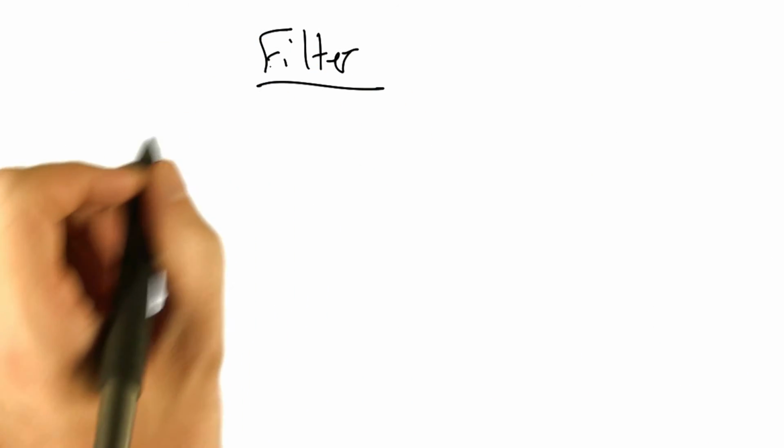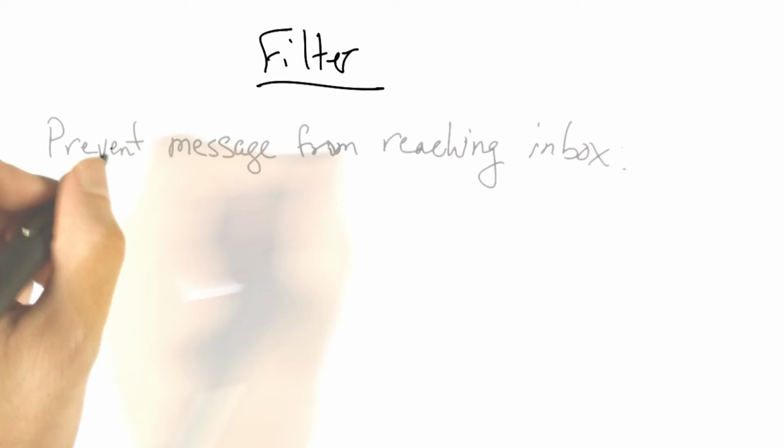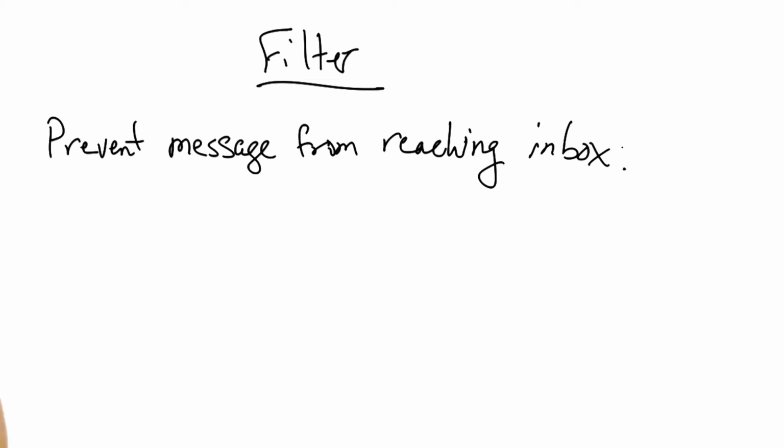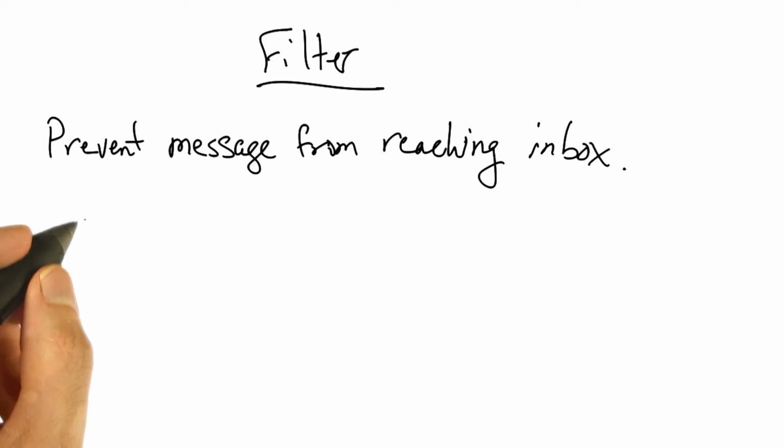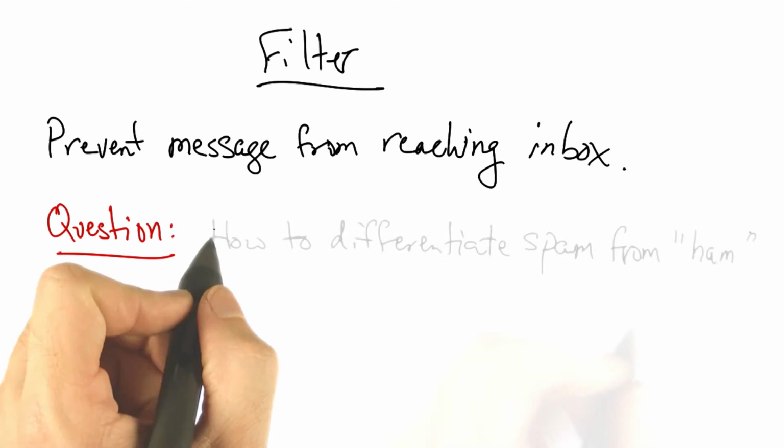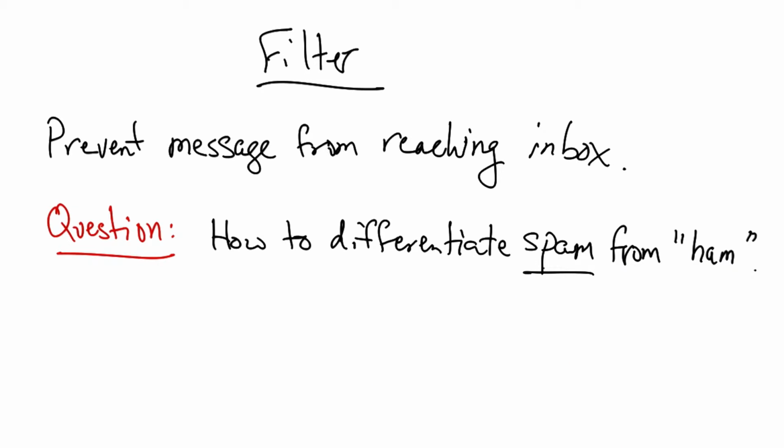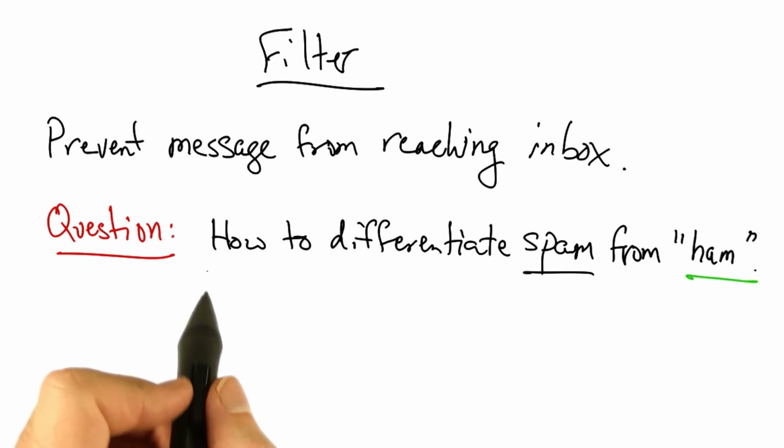A common approach for getting rid of spam messages is to filter. In other words, prevent the message from reaching the user's inbox in the first place. Now, this begs the question of how to differentiate spam, or the bad messages, from ham, or the legitimate messages. There are 3 different ways to construct filters.